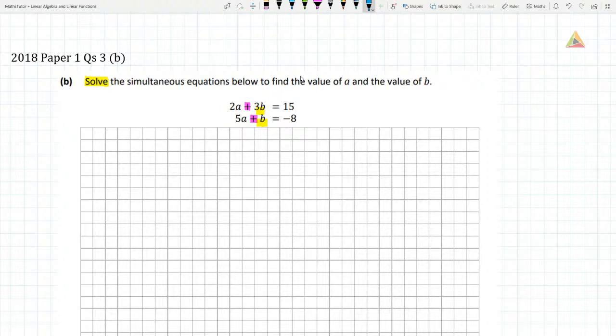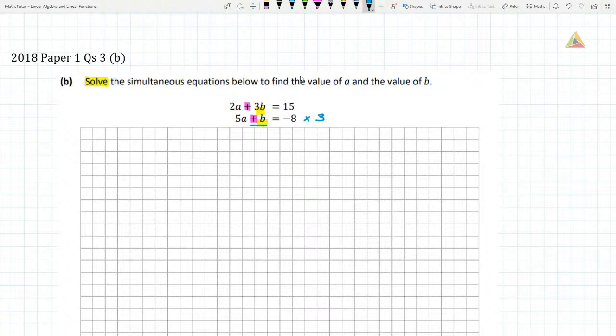So at the moment, I have 3b on the top line and b on the bottom line. So if I multiply the bottom line by 3, I can see that this b here will change to a 3b. That's great, but then I have plus 3b and plus 3b. And how we solve simultaneous equations is we add together everything that's on the left-hand side of the equations, and we add together everything that's on the right-hand side of the equations. But if I add these together, the b's don't cross out or eliminate.